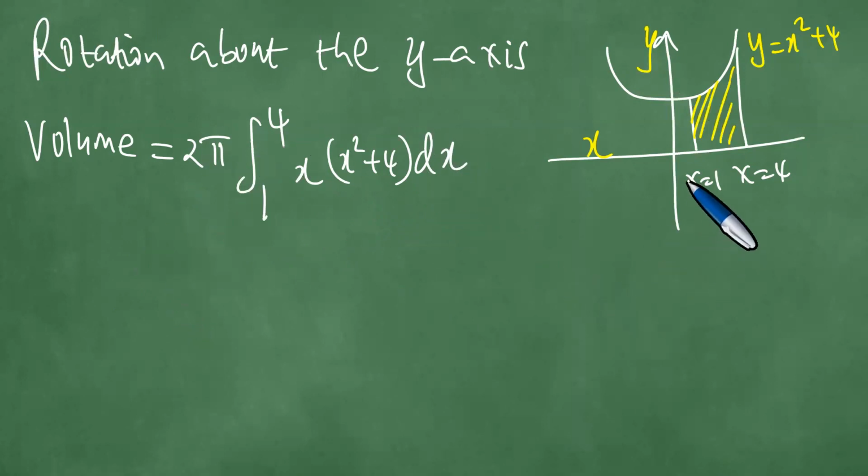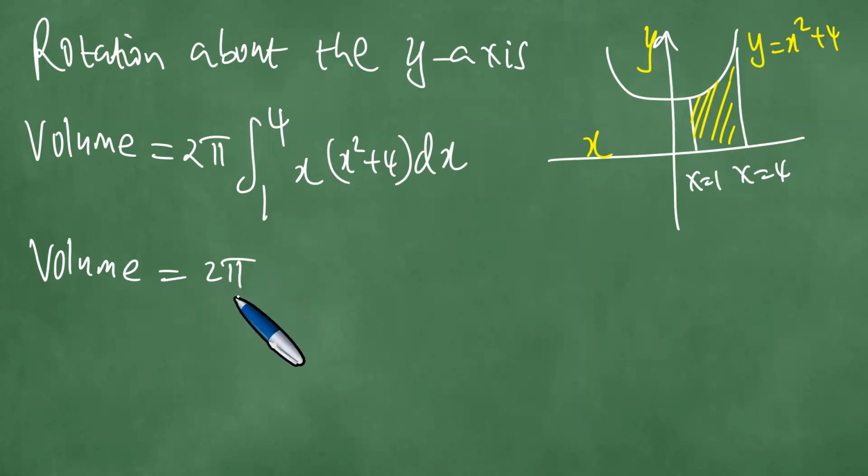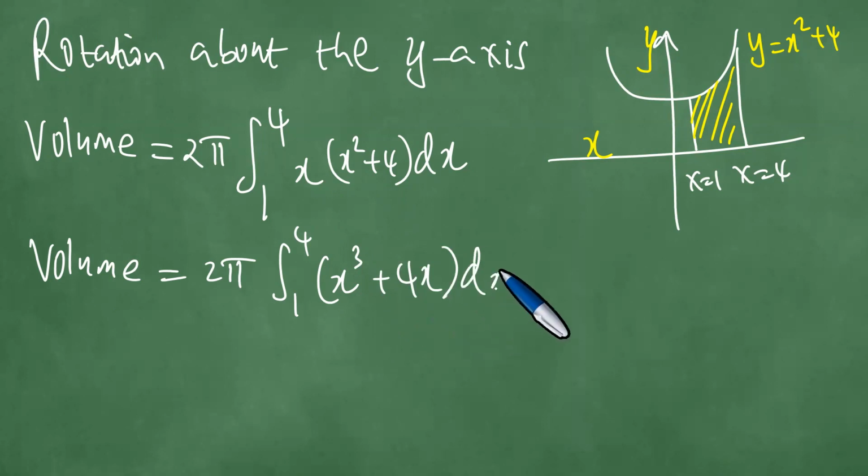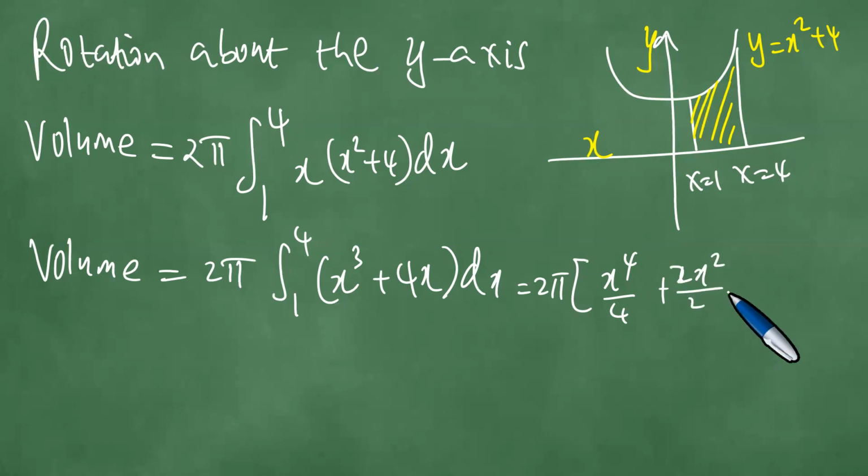If you rotate about the y-axis, x is between 1 and 4, and the y function is actually x squared plus 4. You multiply it by x, and that is the formula. We're yet to do volumes and areas in detail. From 1 to 4, by distribution, x by x squared is x cubed plus 4x dx. Let's integrate these: 2 pi into x to the fourth over 4 plus 2x squared, from 1 to 4.